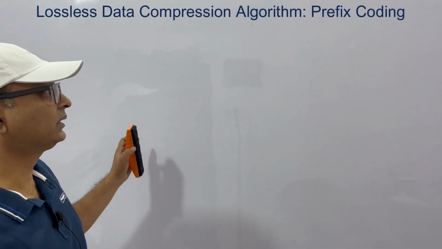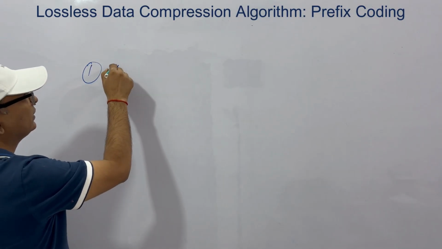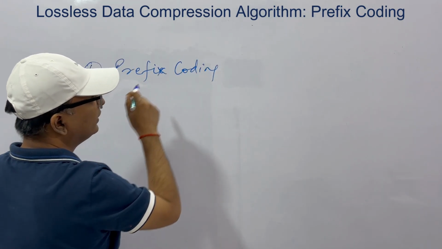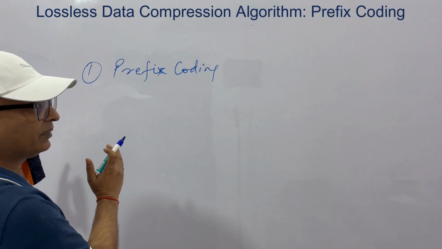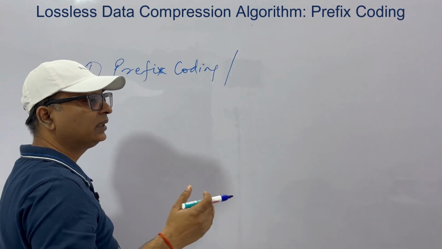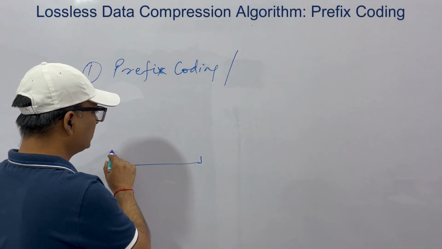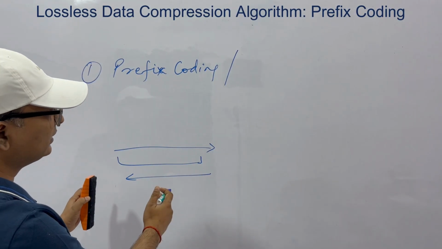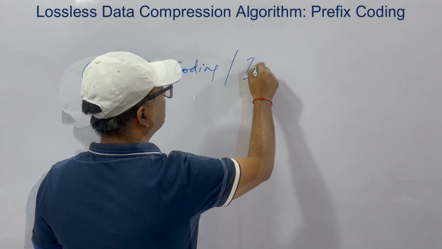The first type of data compression algorithm is called prefix coding. Why prefix? Because we put prefix conditions. In a signal, we put prefixes, and the code generated can be decoded the moment the symbol is received. The moment it is received, you are able to decode it. That is why they are also called instantaneous codes.